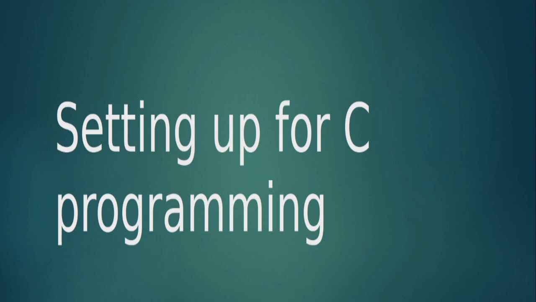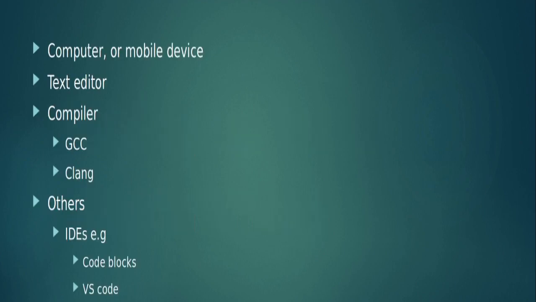Setting up for programming in C is not rocket science. It's actually something that you can do. All you need is your computer or a mobile device. So either you have a computer or a mobile device, an Android device, or an iPad, which can be used to write C programs. So what else do you need? You need a text editor. So on your computer, either you're on Windows, Linux, or you're running Android or iPad, you will need a text editor.